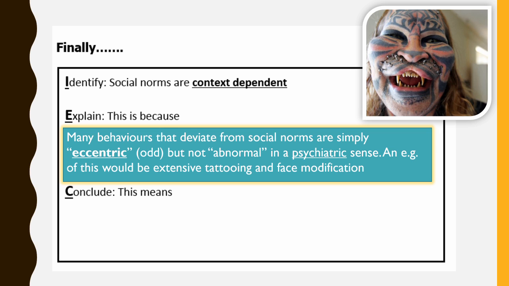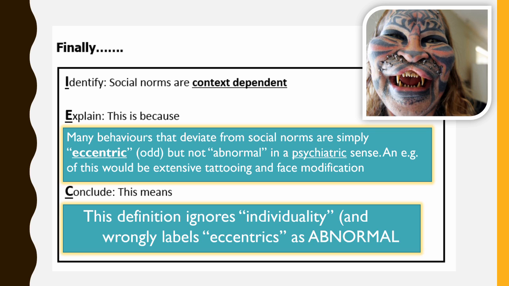Is it just eccentric? So it definitely goes against the social norm. We can't understand why somebody would want to do that to their body, but it's not abnormal. You're not suffering from a mental illness. You're not psychiatrically ill. So this means that this definition ignores individuality. What it does is wrongly label anybody who is eccentric as being abnormal, when they're not, all right? They are not abnormal in the psychiatric sense. They are just in possession of some quirky personality traits. So that then concludes our first definition of abnormality.